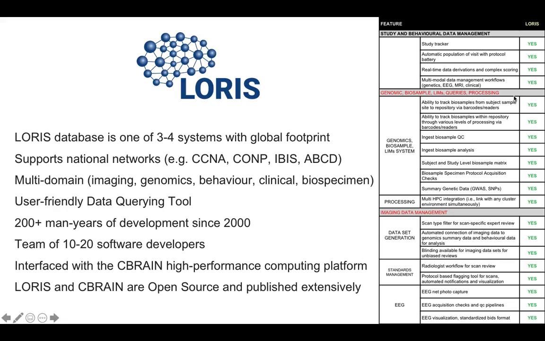You see on the right the various features that LORIS offers: study and behavioral data management, genomic biosamples, laboratory information management systems for biospecimen information, queries and processing, imaging data management, standards management, and notably electrophysiology.